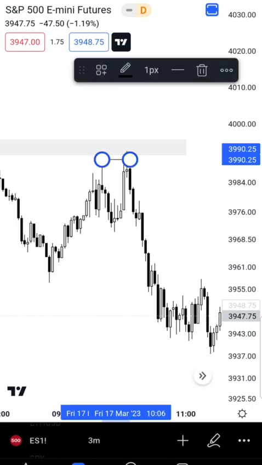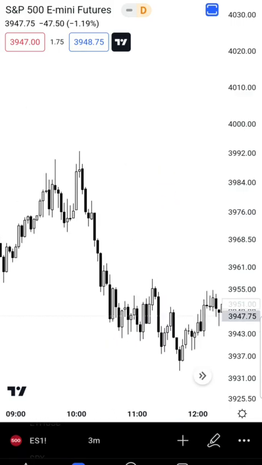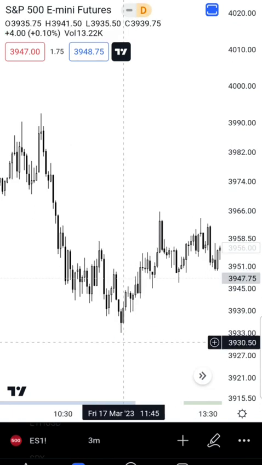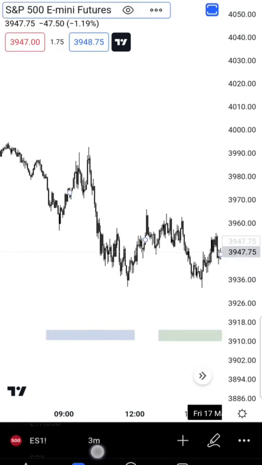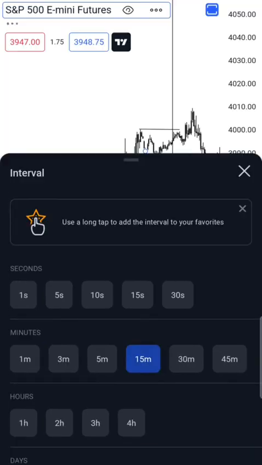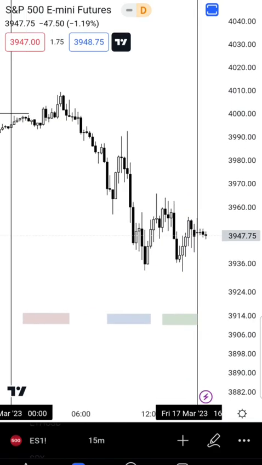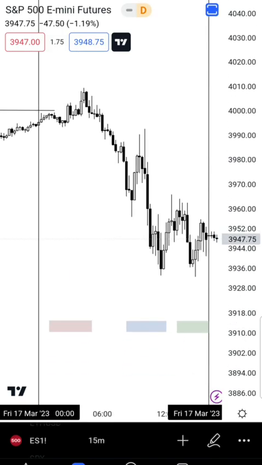And it kept declining into 12 p.m. And then at 12 p.m. it marked the low of the day. This is like classic. This is an example of a classic sell day, like a super classic sell day. Beautiful, absolutely gorgeous.